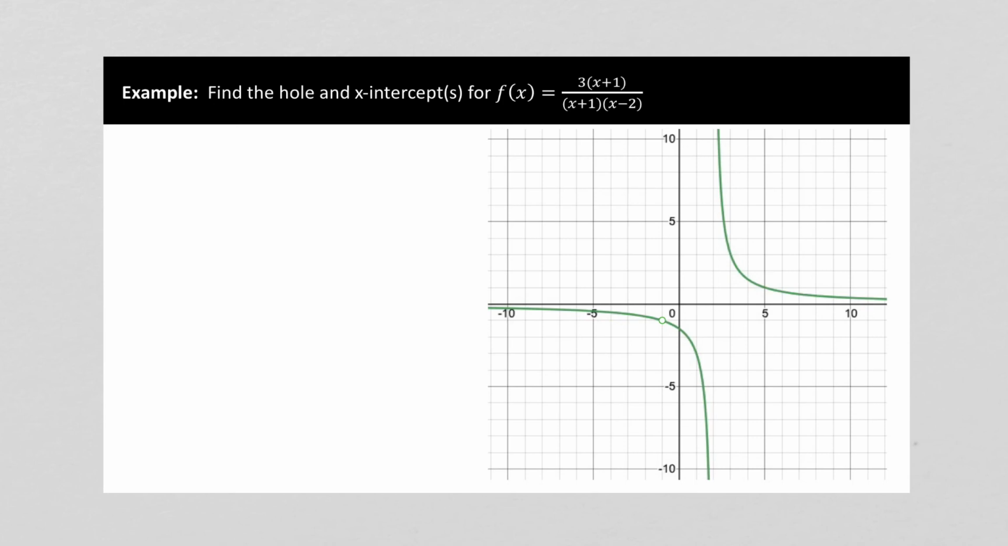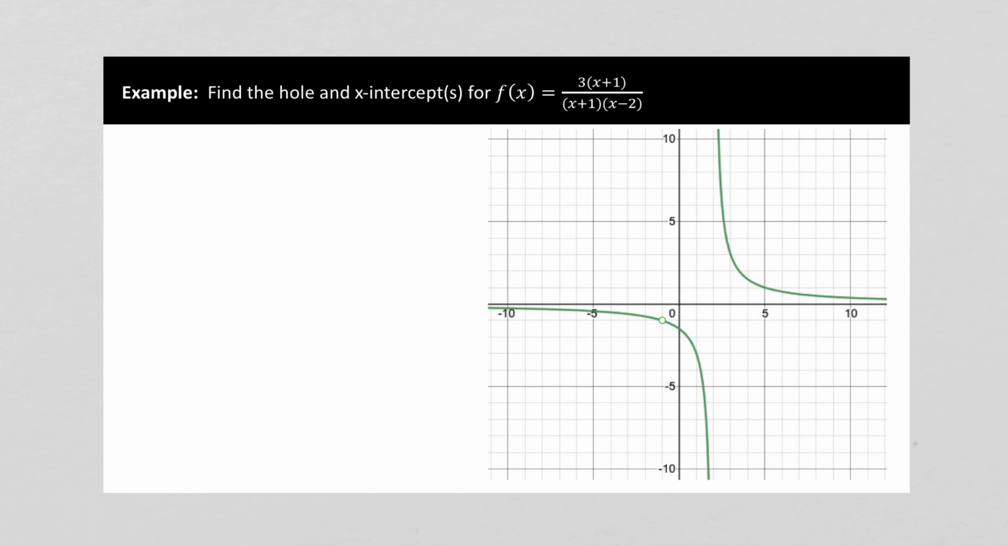And one more to look at here. Find the hole and x-intercepts for the function 3 times x plus 1 over x plus 1 times x minus 2. Now, this is interesting, and when you graph these in Desmos, it's not going to show you the hole, okay? You have to move your mouse around. I've got a hole pictured here, but that wasn't normally on my graph. You have to move your mouse around to find it, or actually find it algebraically, okay?